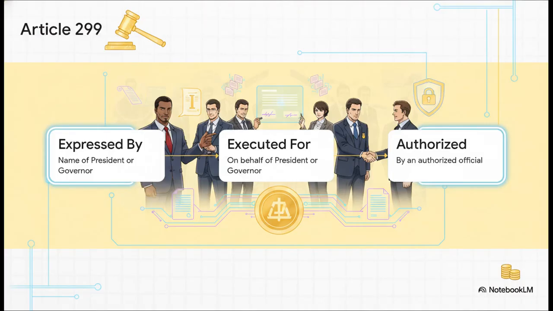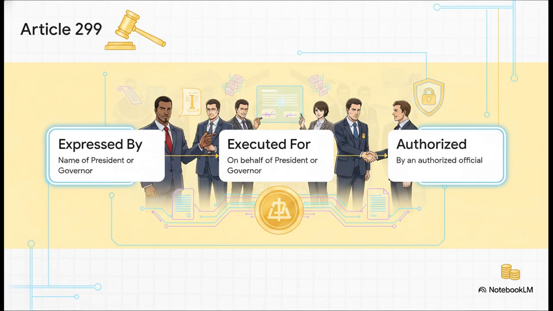You see, the government isn't just making laws. It's literally the biggest consumer in the entire country. It buys, it builds, it supplies. But because they're playing with taxpayer money, our money, Article 299 of the Constitution lays out a super strict, mandatory 3-step checklist for any valid government contract. Step 1, it absolutely must be expressed in the name of the president or the governor. Step 2, it has to be executed on their behalf, and Step 3, it must be executed by an explicitly authorized person.